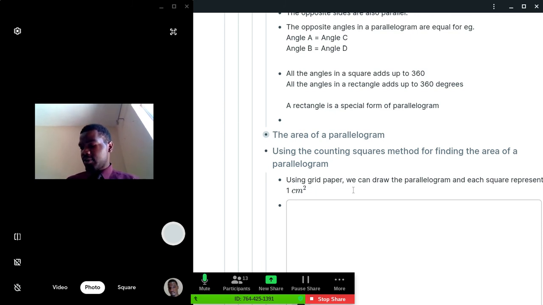So, how many squares do you see that are fully inside of this parallelogram, Jude? In the second diagram, how many squares are completely covered by the parallelogram?